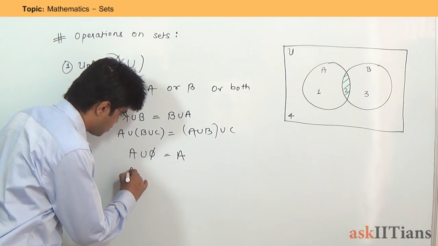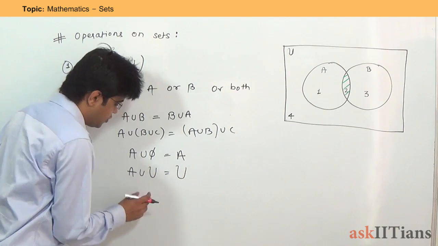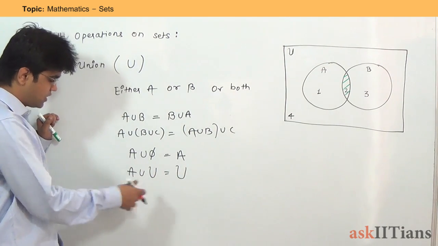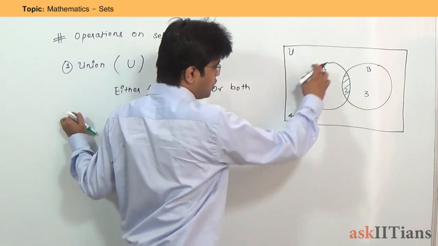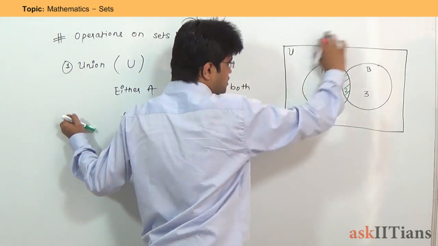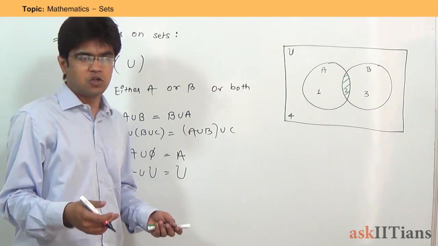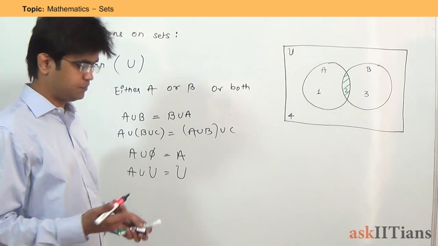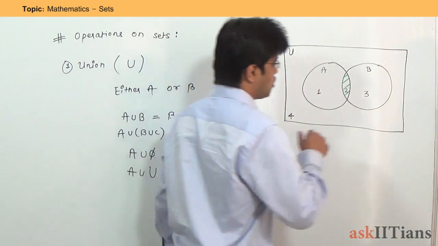You can also say that A union universal set is obviously the universal set. We have to take all those things which are in A and which are in U as well. This is A, but this is U. The universal set contains all those things, so the whole universe came. So A union U is U. Now, this was all about union.